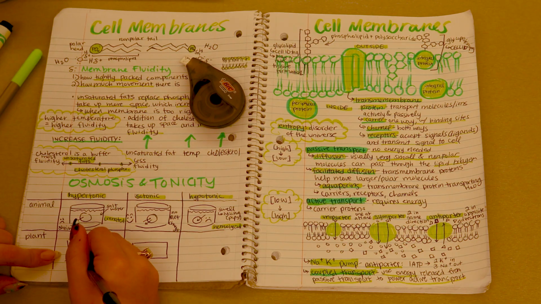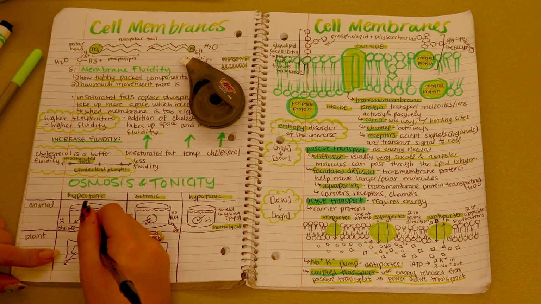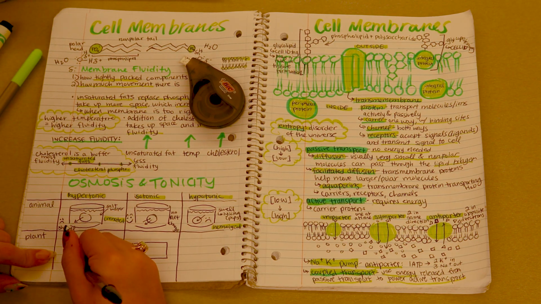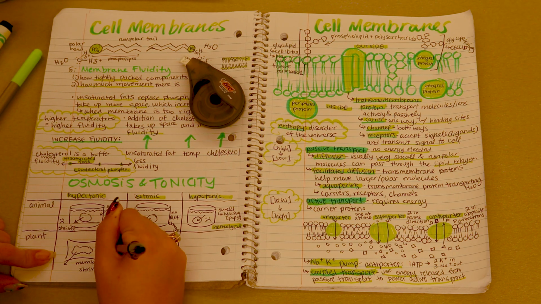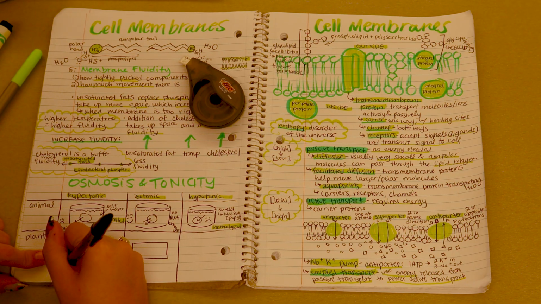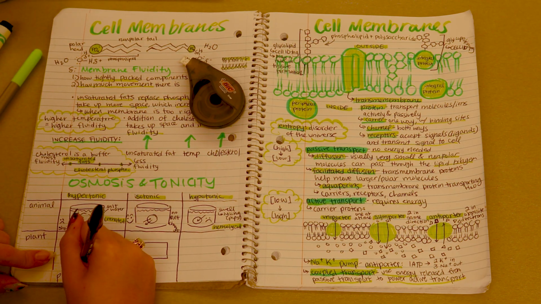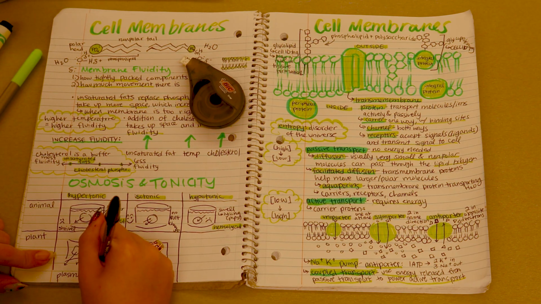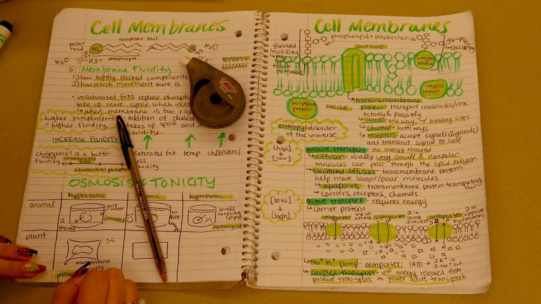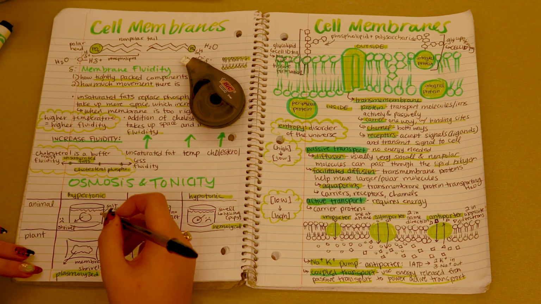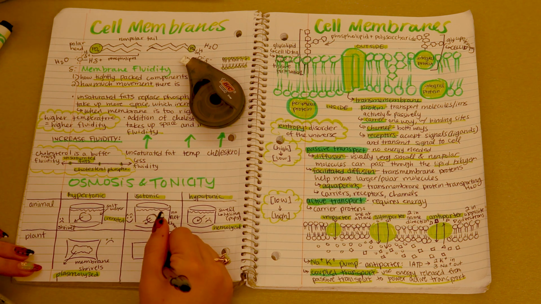But it does not like this. There's still water leaving the cell. The membrane still shrivels. The plant does not like this. This is plasmolyzed. So that's the term for when it is hypertonic to a plant cell. It gets plasmolyzed, not happy.